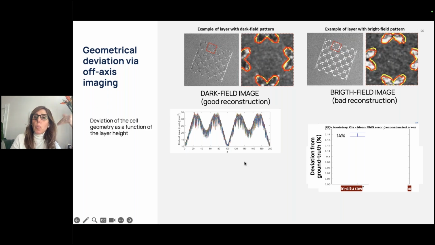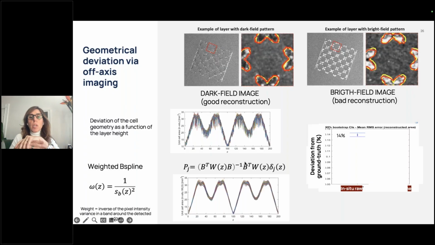So this is where we have been even thinking about being able to normalize this difference using a weighted B-spline fitting, where the weight is exactly doing this job of normalizing the specific contrast in the image. And we've been able to show that by doing this B-spline with weights that take into account the layer-to-layer variability of the image, we are able to have an in situ reconstruction which is almost perfect.